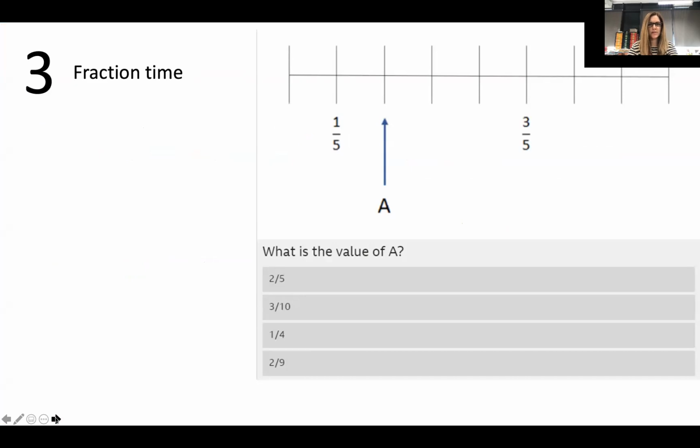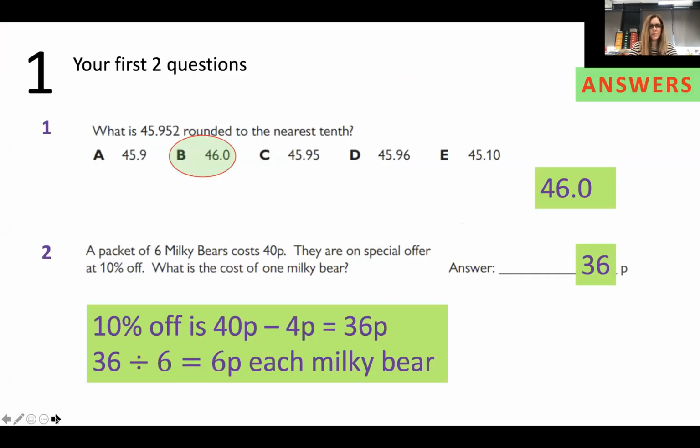Let's go through the answers. Okay, so for the first one, if we're rounding to the nearest 10th, we're looking at the number in the 10th column, and we need to see what the number in the 100th column is going to do. 5 or more, add 1 more. So this 5 rounds our 9 up to 10. So we need to carry the 10 forward to give us 46, and then this will become 0. So the answer is B, 46.0. Remember that we do include the 0. That shows us the degree of accuracy.